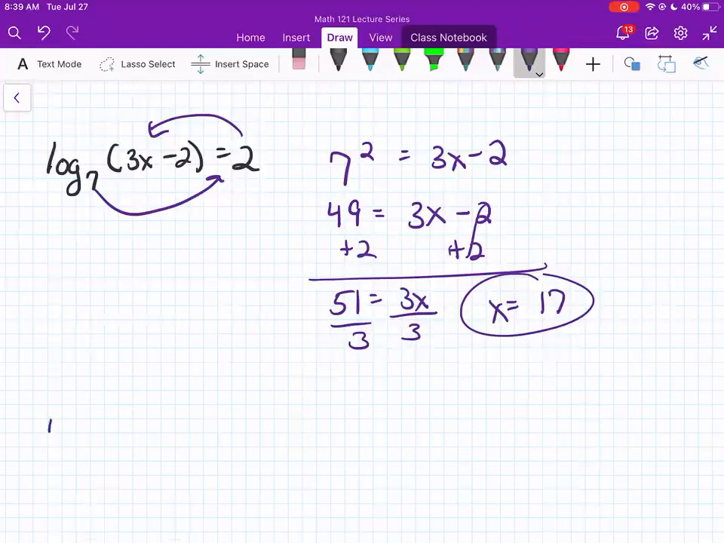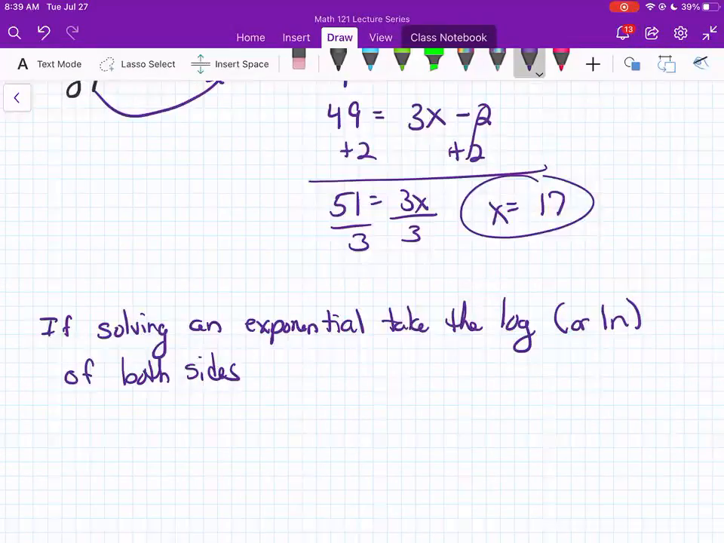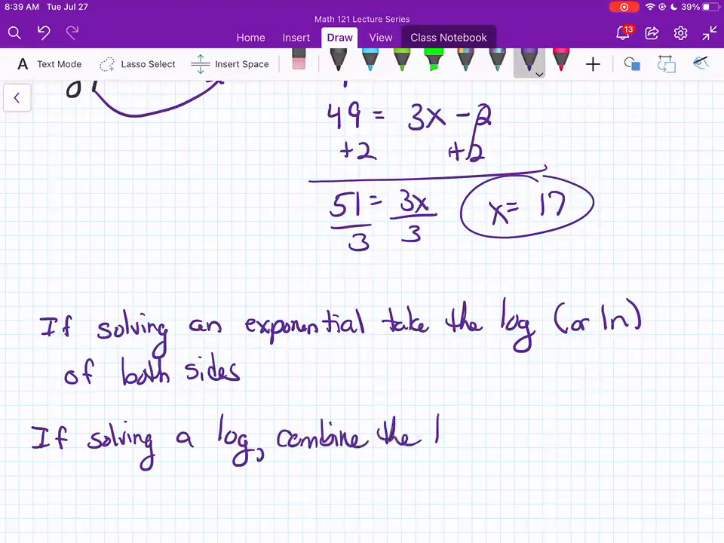As a couple last tips, if you are solving an exponential, take the log or the ln of both sides. If you're solving a log, combine the logs into one and convert to exponential.